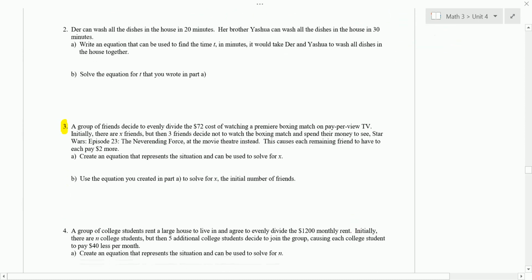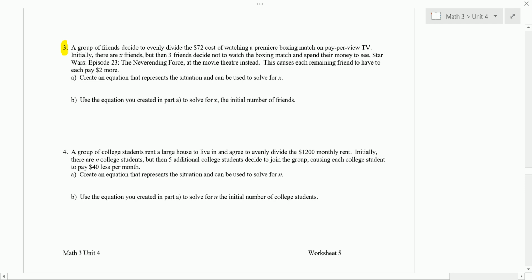Let's now take a look at number 3. A group of friends decide to evenly divide the $72 cost of watching a premier boxing match on pay-per-view TV. Initially there are X friends, but then 3 friends decide not to watch the boxing match and spend their money to see Star Wars Episode 23, The Never-Ending Force, at the movie theater instead. This causes each remaining friend to have to pay $2 more. So, create an equation that represents the situation and can be used to solve for x.